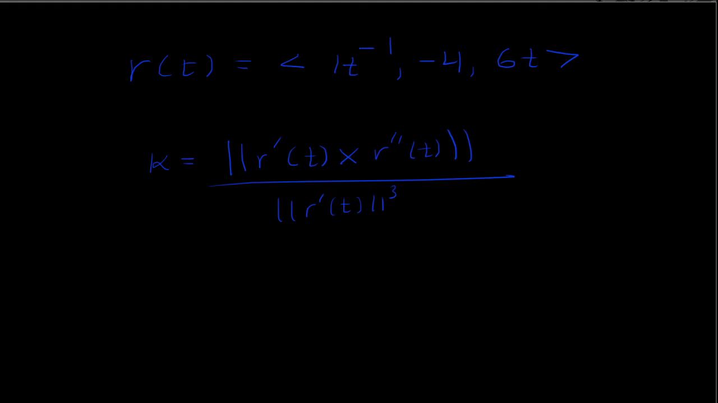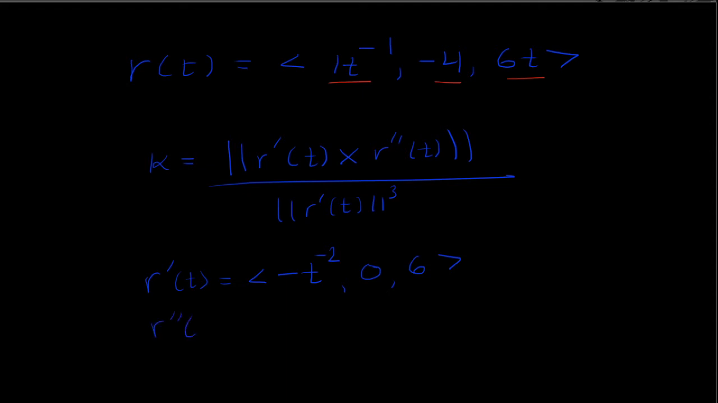So let's look at the derivative here. So let's look at r prime first. We're going to be taking the derivative of each one of these. So the first one is 1 times t to the negative 1 power. So we bring down the power and then subtract by 1. The derivative of negative 4, that's a constant, which is 0. And then 6t is just 6.